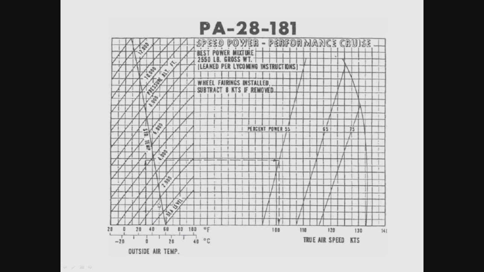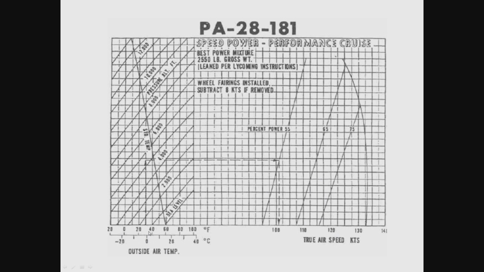You work your way up to the desired pressure altitude at the level that you're going to be cruising at, and you simply follow it across to your given percentage power setting. Are you going to fly 55%, 65% or 75%? And then once you've gone up, across and down, it then gives you what your true airspeed is. And this is what I used to use quite a lot when I did my flying.